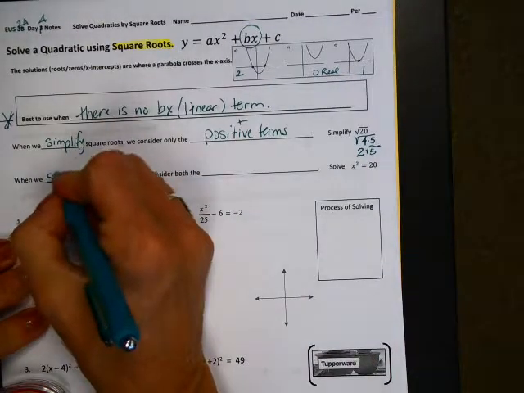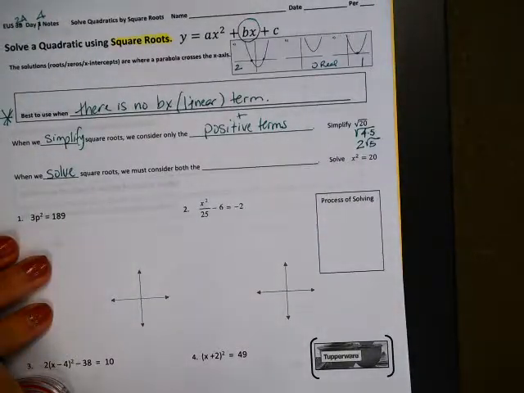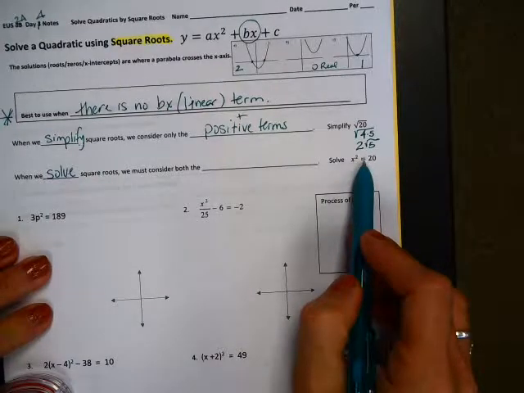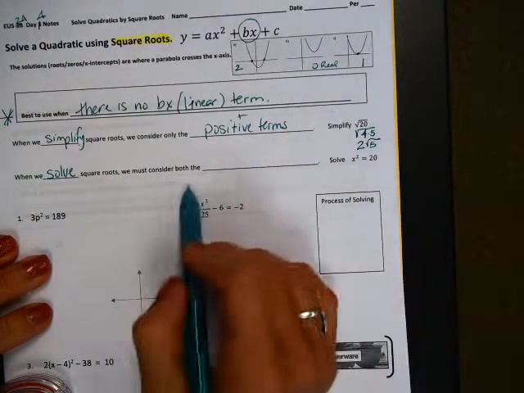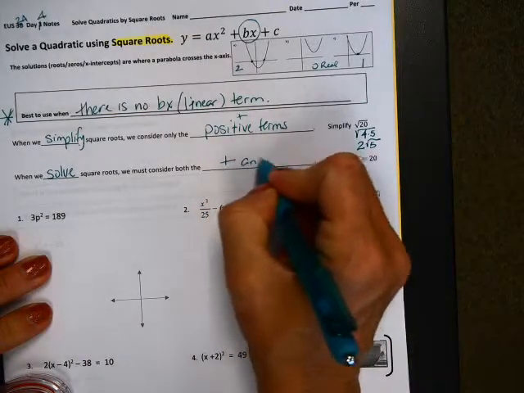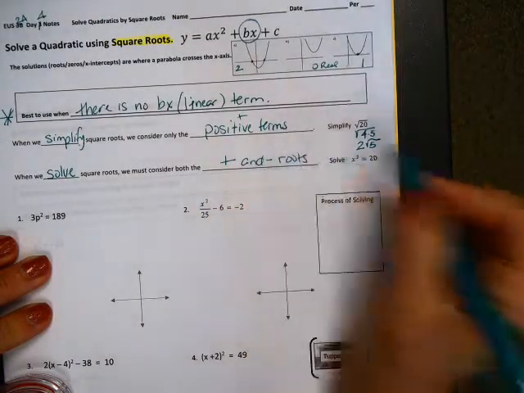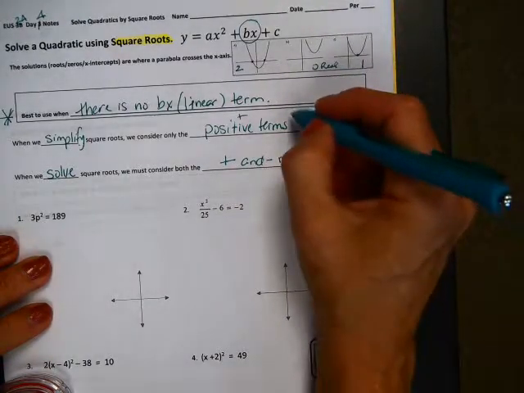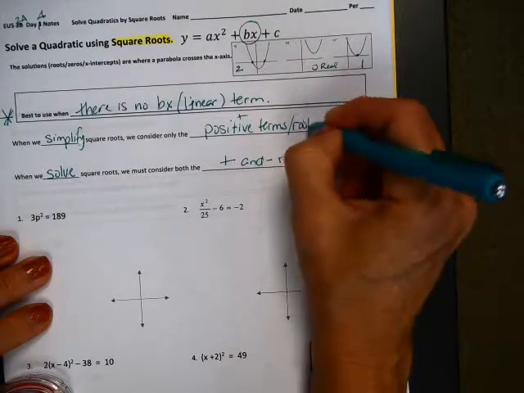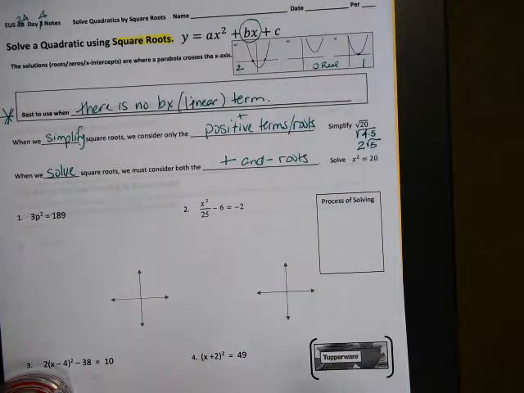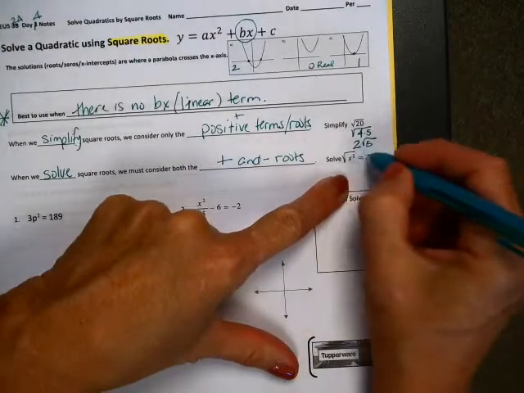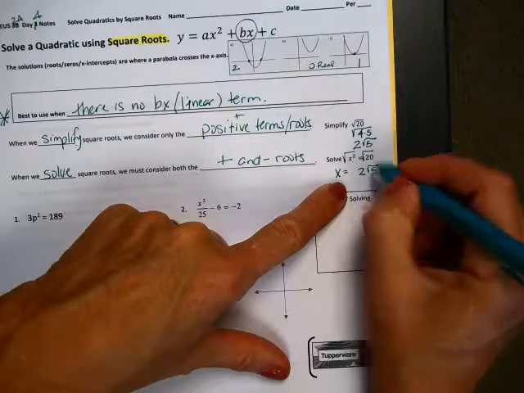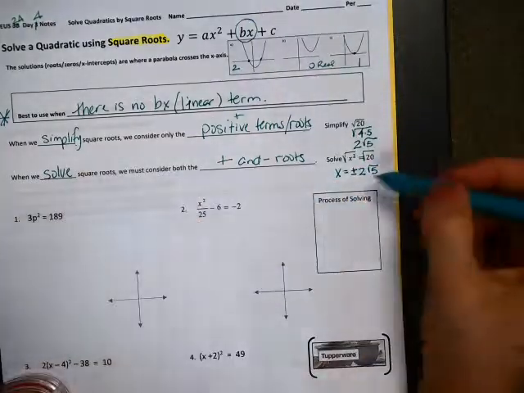Now when we solve square roots, how do you know you're solving instead of simplifying? You have an equals in the equation. It's an equation. We must consider both the positive and the negative roots, solutions. These are just your positive terms or roots. Alright, so here you're going to square root this side, square root this side, so x is going to equal, we know it's going to be 2 square root of 5, but the positive number works, also the negative works.